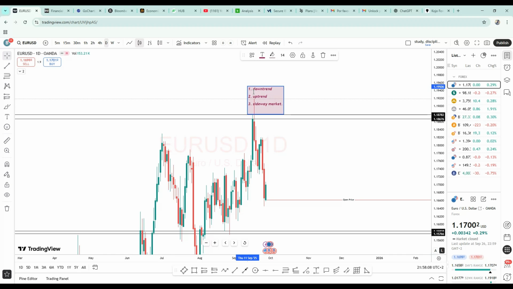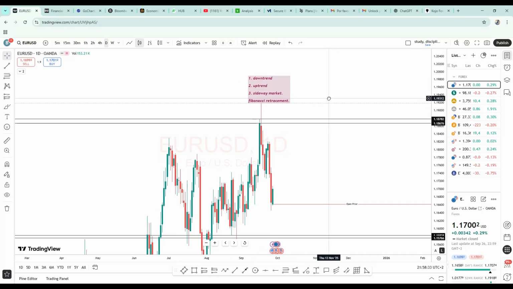Next we're going to be talking about the Fibonacci retracement. That is going to be the last, and then before that, we'll talk about support and resistance, which is going to be a special bonus.